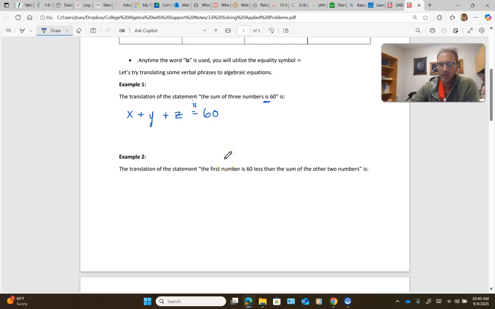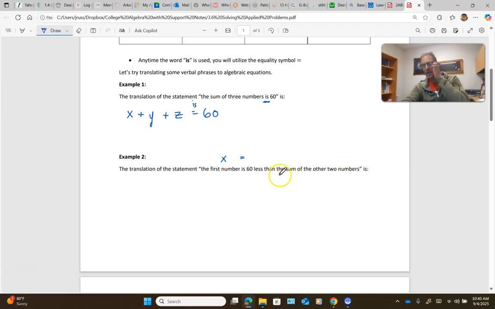Well, we're talking about three different numbers here. The first number and then two other numbers. So we don't know what those numbers are. So I can say I'll let x represent my first number. And then I see the word is. So that indicates that I'm going to employ the equal to operator. So x, or the first number, is, and then it says 60 less than the sum of the other two numbers.